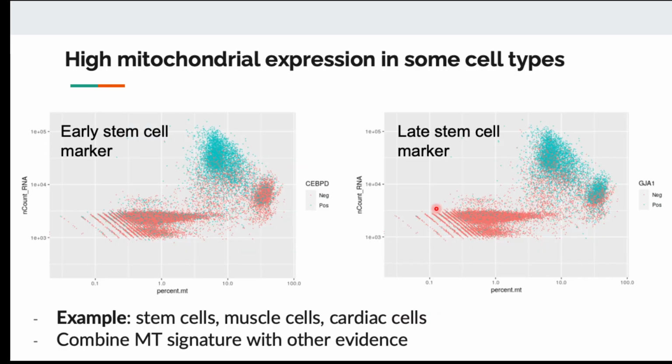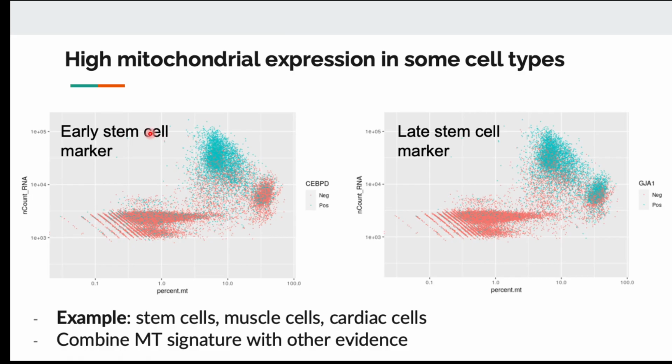And this is the example that I mentioned, that you can have high mitochondrial expression. In this case, the mitochondrial expression is on the x-axis. You can have high mitochondrial expression and also high gene count, high molecule count. So this means that it might not be dead cells, because in dead cells you expect high mitochondria and you don't see other genes. But in this case, we see high mitochondria together with also high molecular count. So it could be some special cell type.